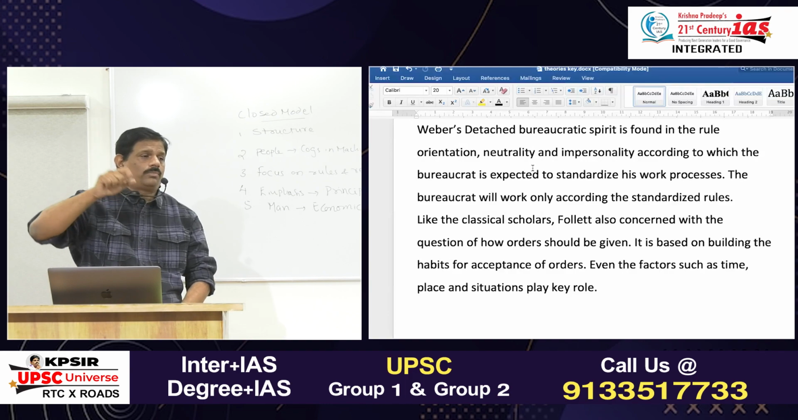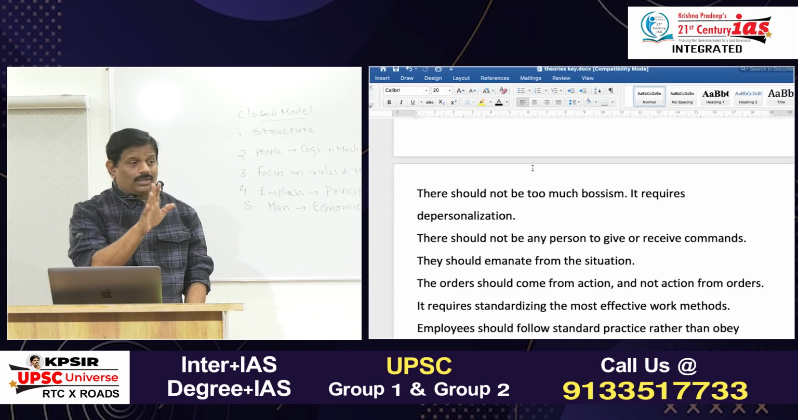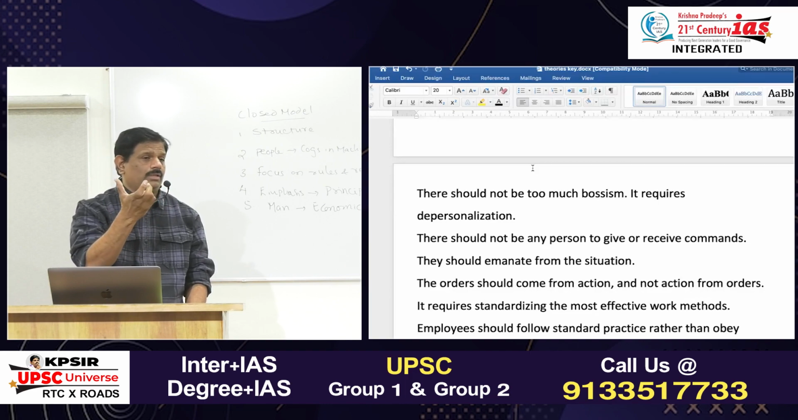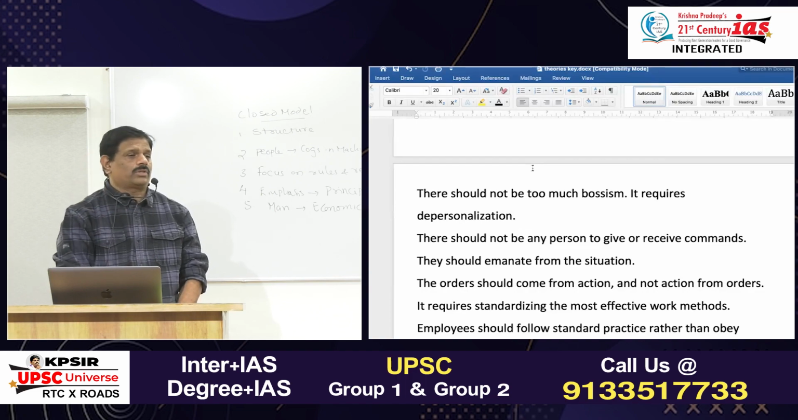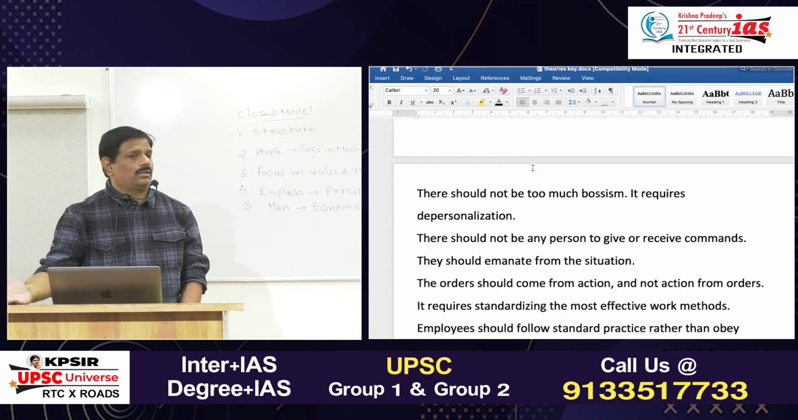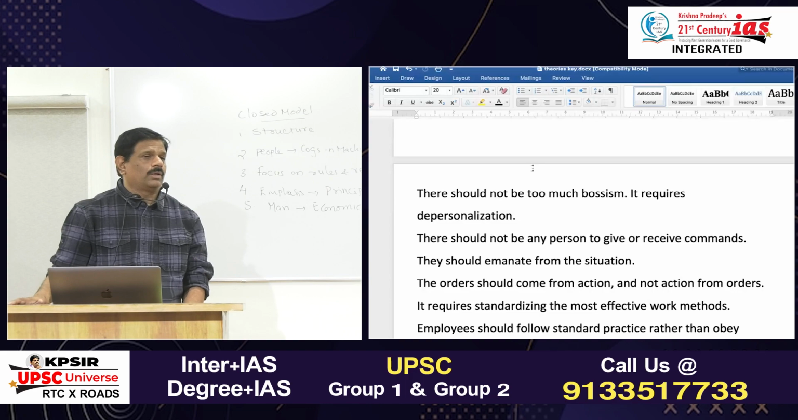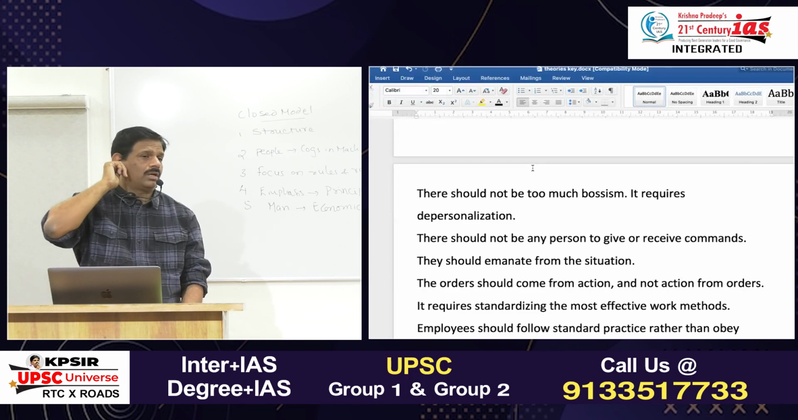How is this similar to Follett's depersonalization of order? Follett has only changed the terminology. What Taylor expects from the worker is to do the work as prescribed. What Weber expects from the bureaucrat is to do the work according to the rules. What Follett expects from the employees is the same, in a different manner. But the ultimate objective is the same. The ultimate objective of orders, according to Follett, is making the employee obey the order.